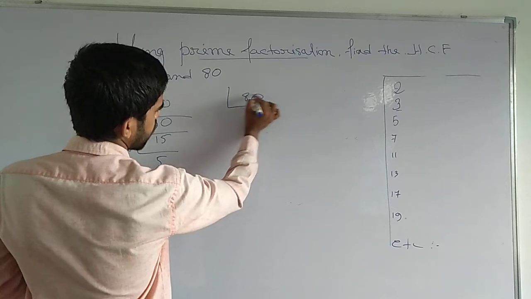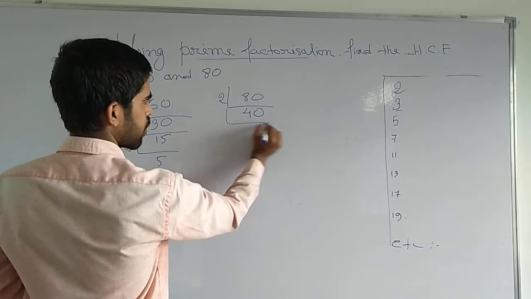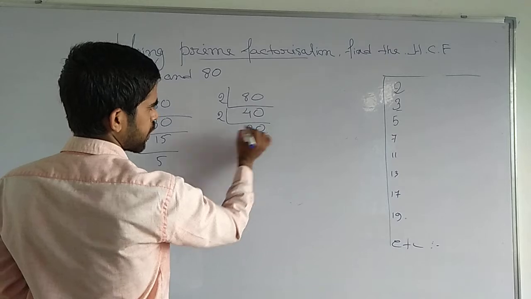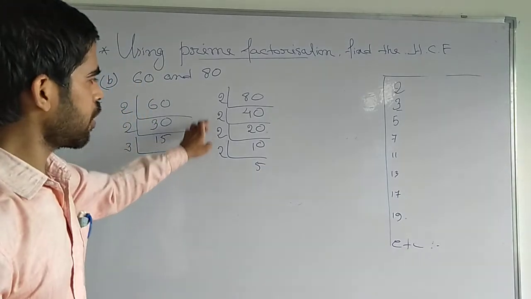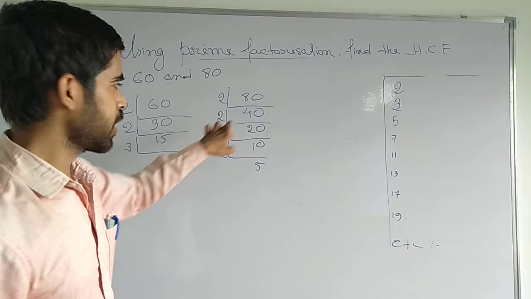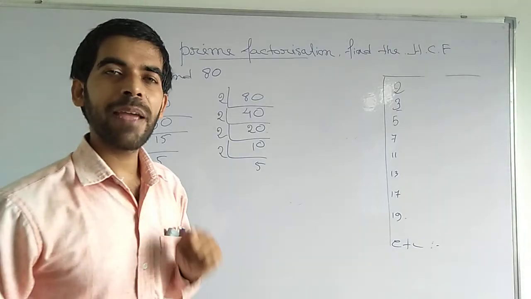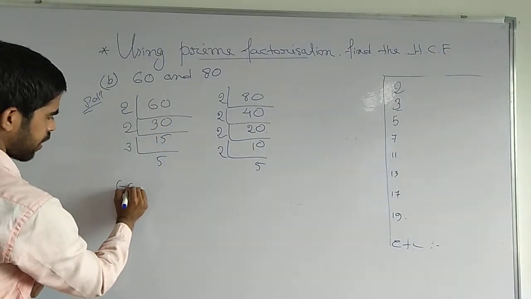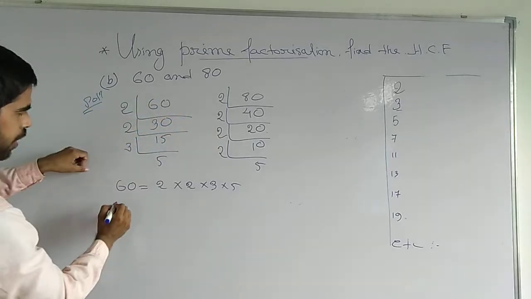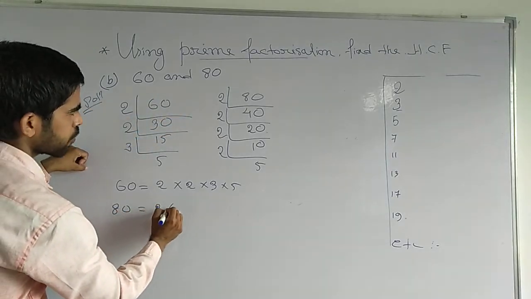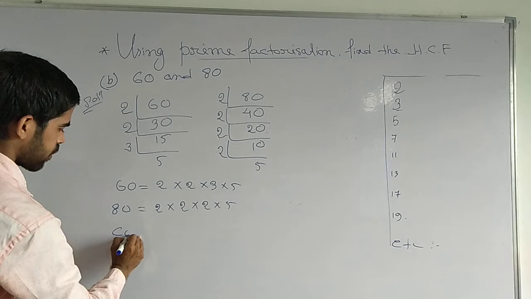In the same way for 80: 2 forties are 80, 2 twenties are 40, 2 tens are 20, 2 fives are 10. Here you see all are 2s, right? Because these 2s divide 40, these 2s divide 20, and these 2s divide 10 and 5. Here all numbers are prime numbers. Now in the same way you write 60 equals 2 into 2 into 3 into 5. Now for 80, 2 into 2 into 2 into 2 into 5. So those are the common factors.